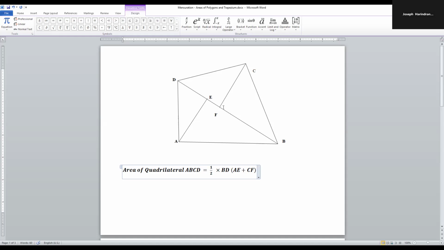So half BD into AE plus half BD into CF. We have taken half BD as a common factor outside, and we have put AE plus CF within the brackets. So this is the area of the quadrilateral, half into BD into (AE plus CF).